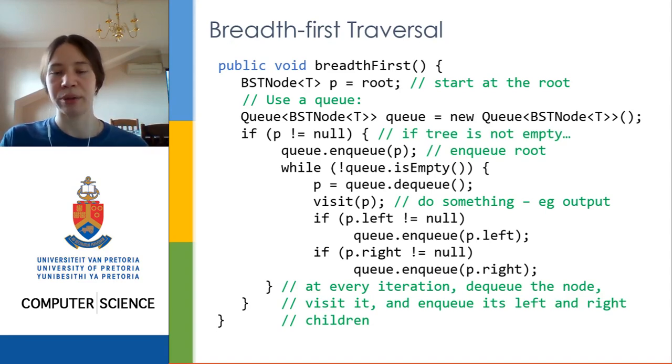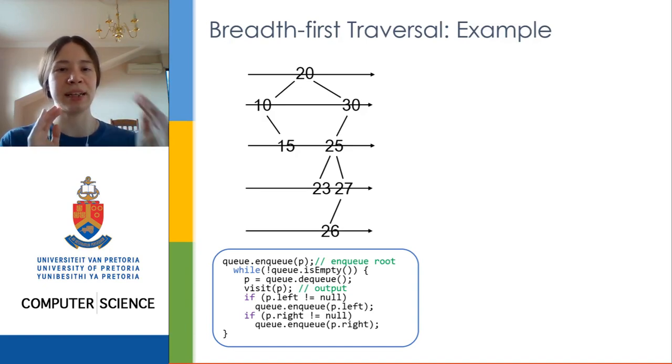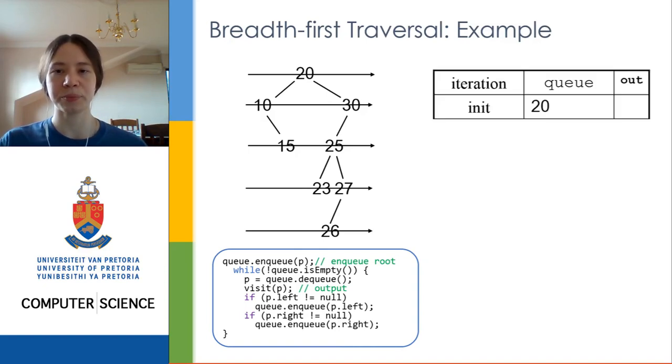Let us see how this plays out in action. Here is a tree. I obviously want to visit it level by level. So this is how I want to print it. I want to start with 20, then print 10 and 30, then print 15 and 25, then do 23 and 27, and finally 26. I have put the entire code here in a block for reference, but let us actually see what happens to the queue and how things are processed along the way.